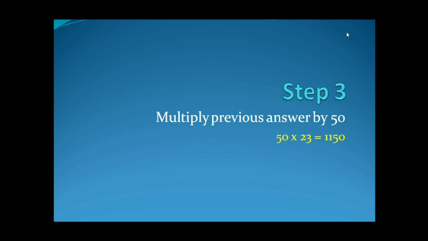Then in step 3, we need to multiply the previous answer with 50. The previous answer was 23. 23 multiplied by 50 gives us 1150.